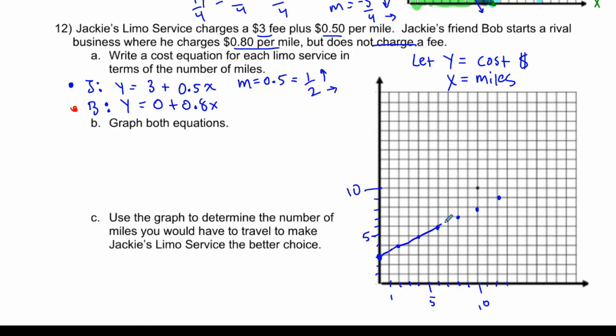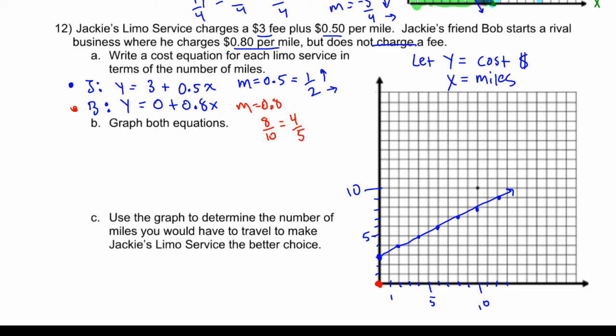No inequality, so we don't have to worry about shading. All right, we'll graph Bob in red. So his y-intercept is going to be 0. He's starting down at the origin. His slope, which is 0.8, let's convert that to a fraction. So that'll be 8/10 or 4/5.